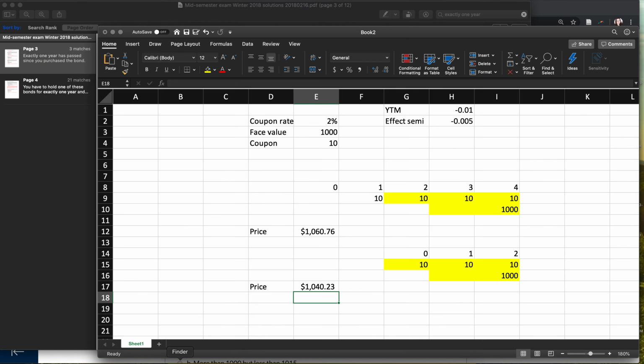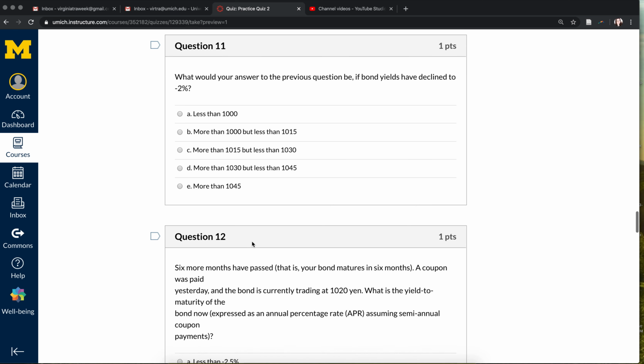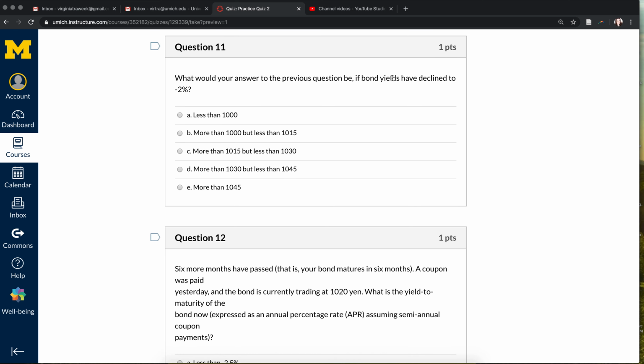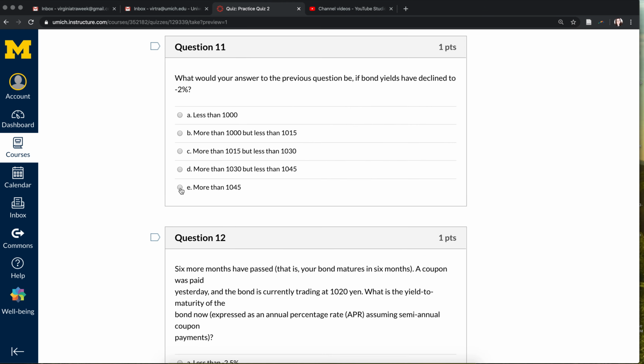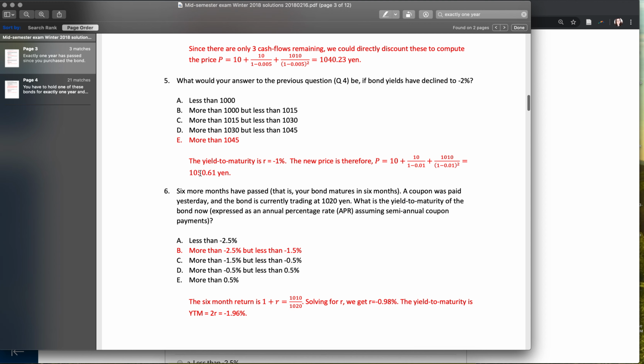Okay, next one. Let's look at the actual question. What would your answer be if bond yields decline to minus 2%? Well, it'd be 1050.61, which would be more than 1040. Let's check our answer. 1050.61. Okay, last question.